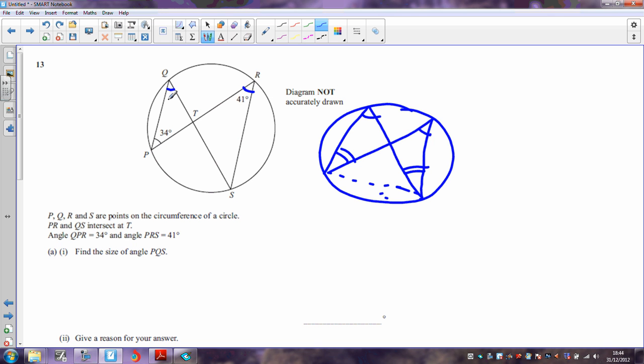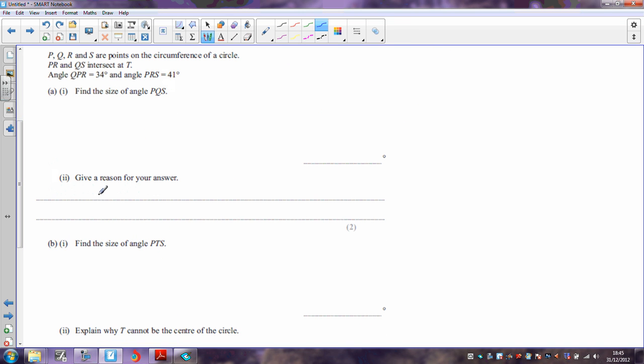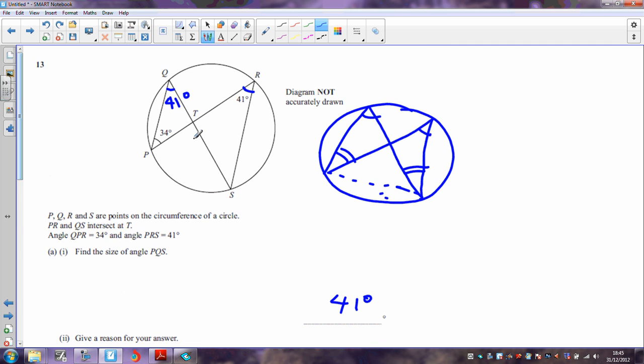So angle PQT is 41 degrees. Okay, and the reason for that is that they are angles in the same segment. So angles in the same segment is the name of that property. So that's 41 degrees. Question now says, what is the size of angle PTS?